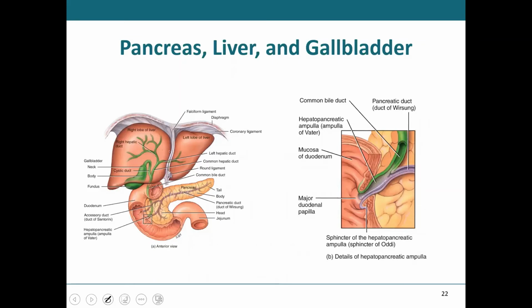So I told you the pancreas opens up into the duodenum, as does the liver and the gallbladder. Okay, so the liver's producing bile. The gallbladder is storing bile. Both of those will have ducts that join each other into one common bile duct that opens up into the duodenum. Pancreas will also have a pancreatic duct that opens up with that common bile duct. So everybody is dumping.